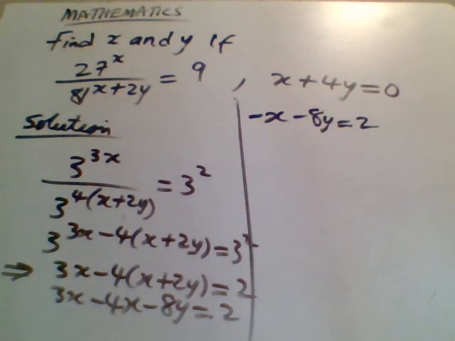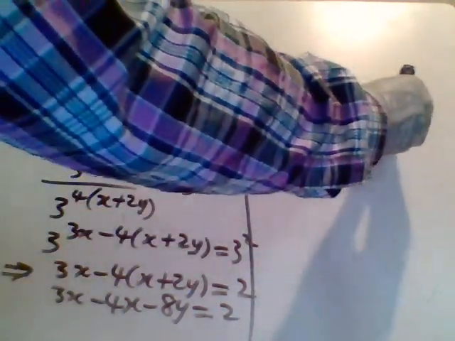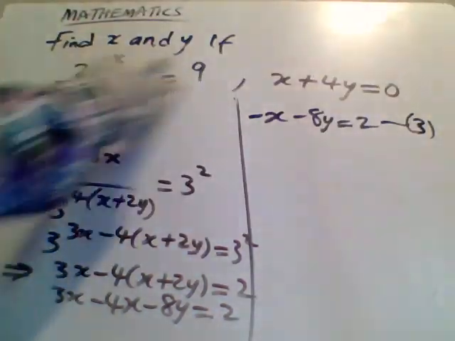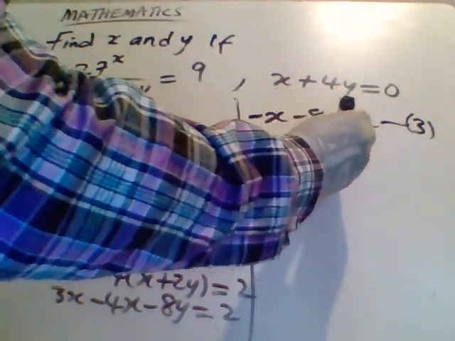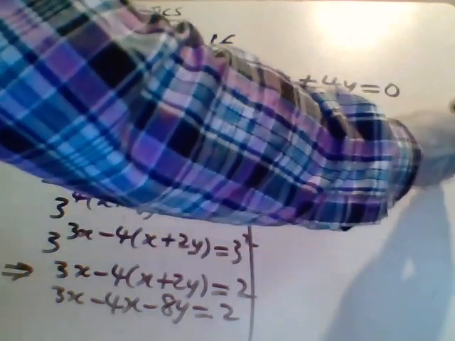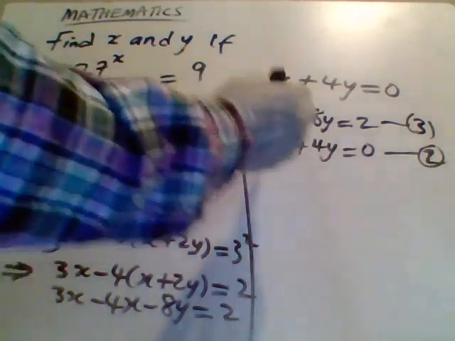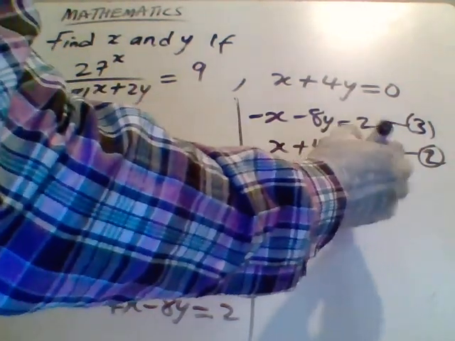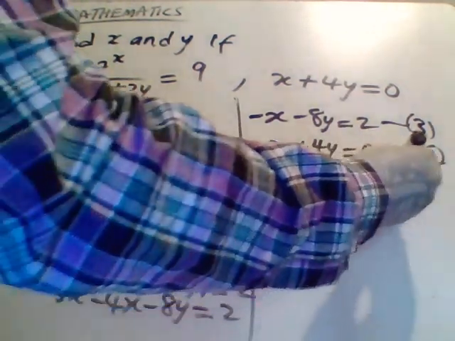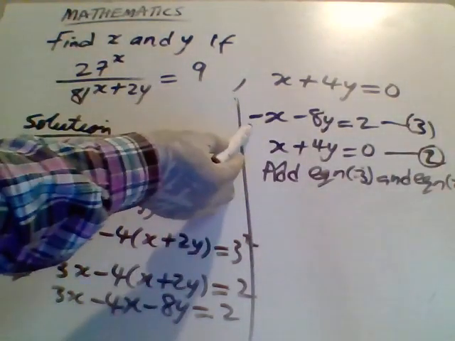At this point, we can call this equation 3, and we know that this is equation 1, this is equation 2. So bring equation 2, x plus 4y equals to 0. I call this equation 2. So add equation 3 and equation 2. Add the two equations. Add equation 3 and then equation 2.